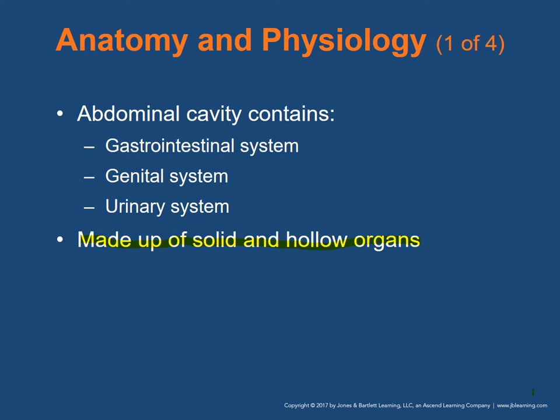And solid organs, when they are injured or pierced or ruptured or lacerated, whatever the trauma may be, they will bleed very heavily, leading to internal bleeding, which of course will cause you to enter into hypovolemic shock very quickly. Whereas hollow organs, they are hollow, of course, tubes whose main purpose is to transport different types of toxic digestive wastes through the digestive system.